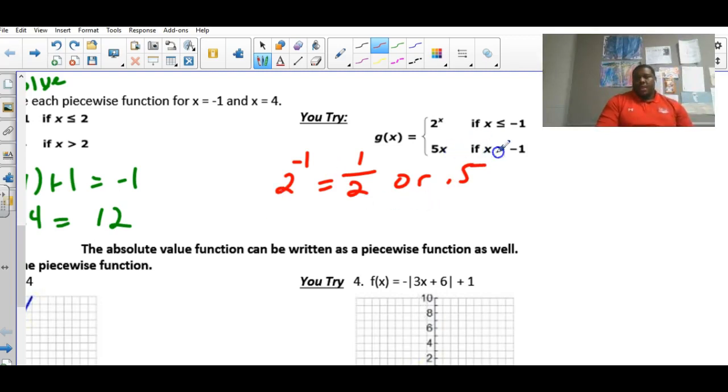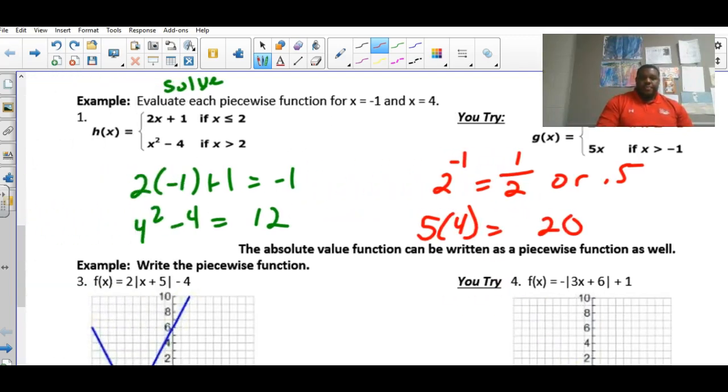Now, the next one says the function is 5x, where x is greater than -1. So not equal to, but greater than. We can't use the -1 because -1 is not greater than -1. But 4 is greater than -1. So we do 5 times 4, and that equals 20. So we just evaluated those two functions.